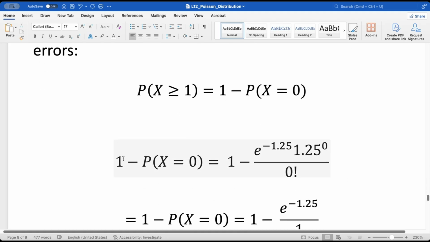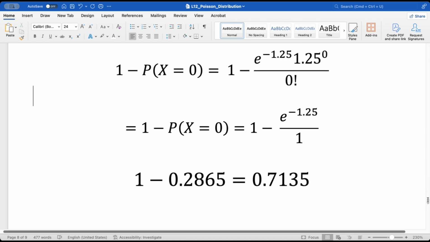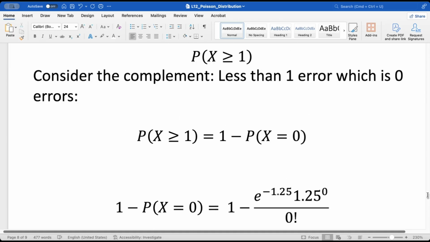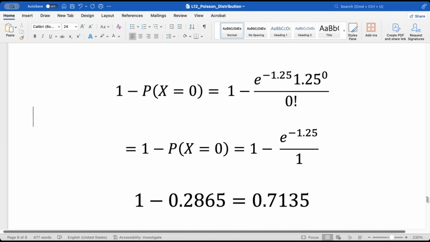And then again, we're doing the opposite situation. We find the probability of none and then do 100%, 1 whole, minus that to find the probability of greater than or equal to 1 error. So 0 factorial is 1. We get 1 minus e to the negative 1.25, which comes out to be about 0.7135. So about a 71% chance of at least 1 error in 250 words.